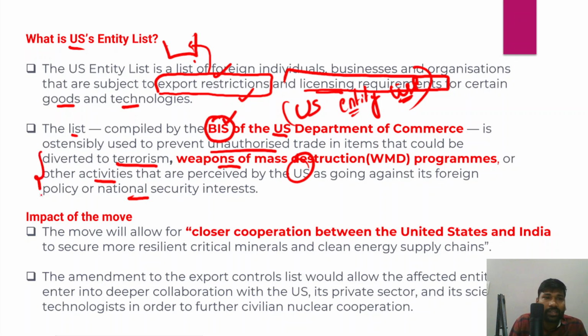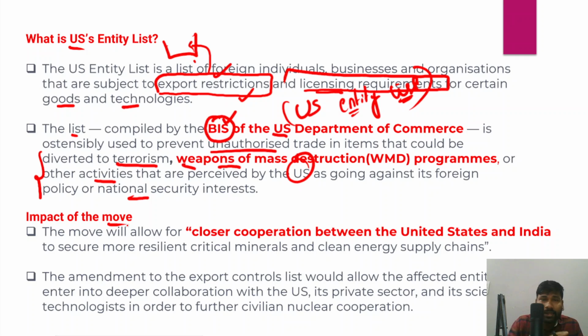So if the US believes that any of these organizations, individuals, businesses or other entities have been promoting terrorism or manufacturing weapons of mass destruction, certain restrictions would be imposed on those organizations. Regulations or restrictions in the sense that they require a license for certain goods and technologies if they plan to import or export, and there are even certain export restrictions as well. Now, what is the impact of the move?